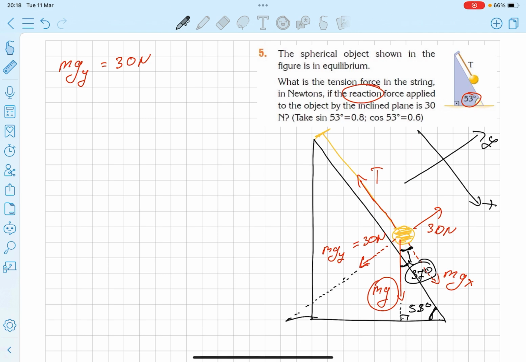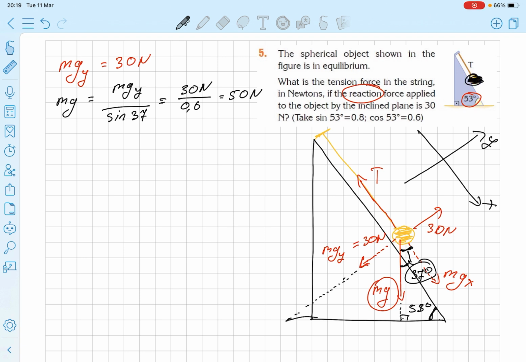Here, let's define mg itself. Mg will be equal to mg by y over, we use sine, yes, sine of 37. So sine of 37 is equal to cosine of 53, which is 0.6. That means 30 newtons over 0.6, which is equal to 50 newtons. That means the weight of this object is 50 newtons.